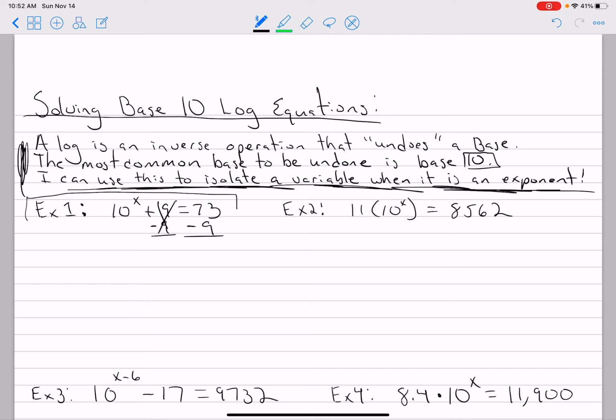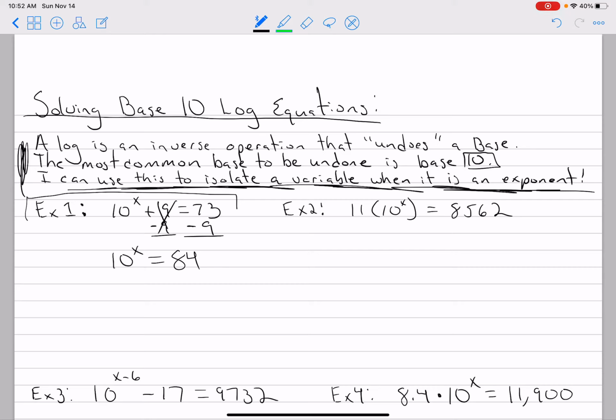Please, as you're doing this equation, show all the work. Don't skip any steps. Show what's happening on each side of your equation. So on the left side, I'm left with 10 to the x equals whatever 73 minus 9 is, which I want to say is 84. I hope that's right. I think it is. All right, cool. So now I'm left with 10 to the x equals 84.